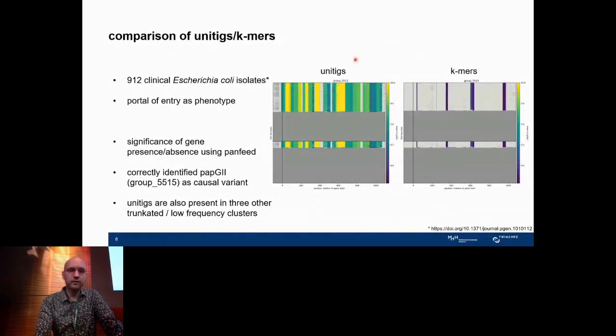When comparing the unitigs of Unitig-Caller and the k-mers of PanFeed, you can see that with k-mers from PanFeed, we get a bit of a clearer picture, which is less convoluted. And PanFeed also lets you get the association for genes in general, so whether the absence or presence of a gene in total is responsible for a specific phenotype.